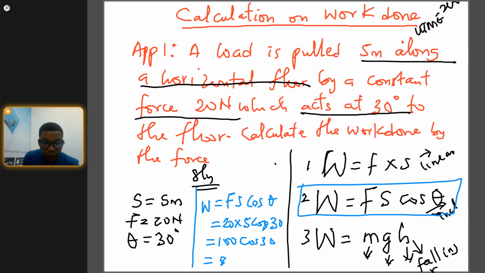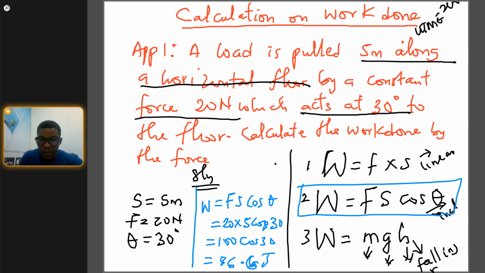So the work done is 86.6 joules. It is always important to use your SI unit in physics. Is this first application clear to us?